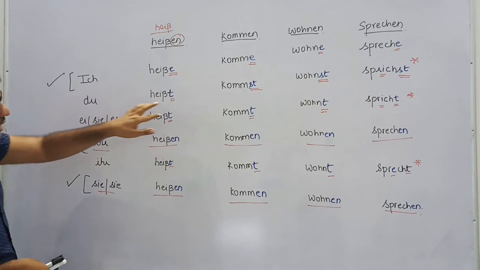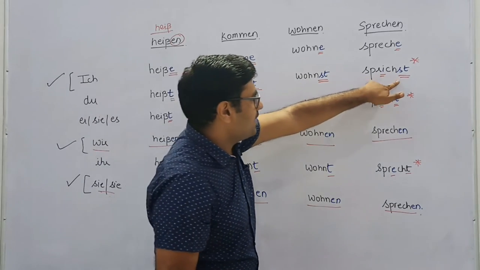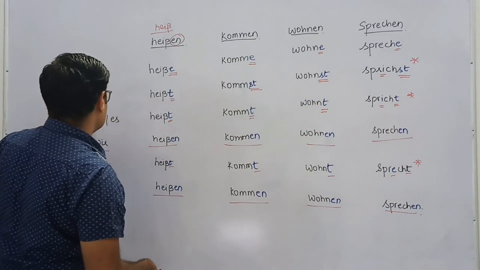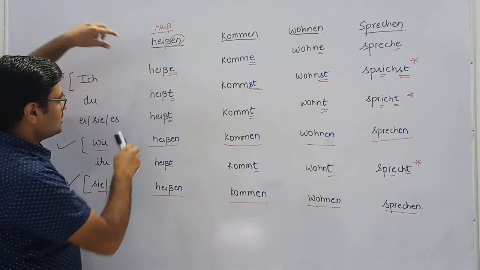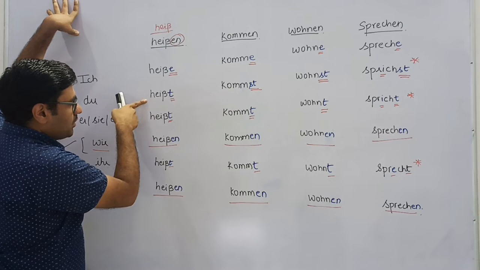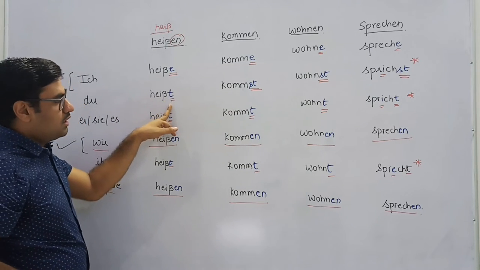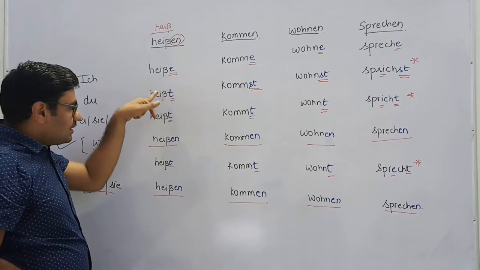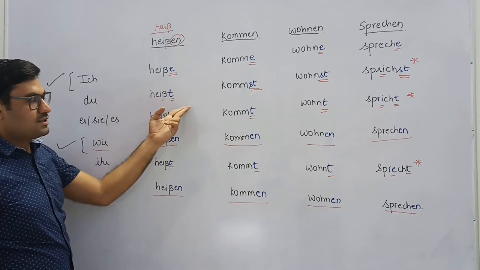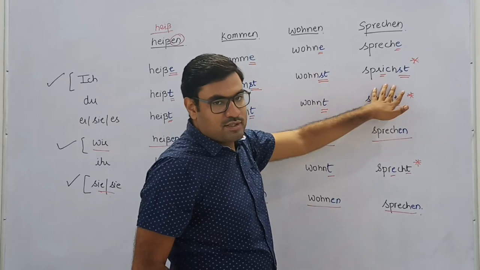For du, look, kommst is there, st and st, with an i also. You have to learn this separately. But here, this is heißt. The s is built in because the ß has a pronunciation same as double s, so another s is not added. But yes, you can consider it as heißt, st in the end. Kommst, wohnst, sprichst.